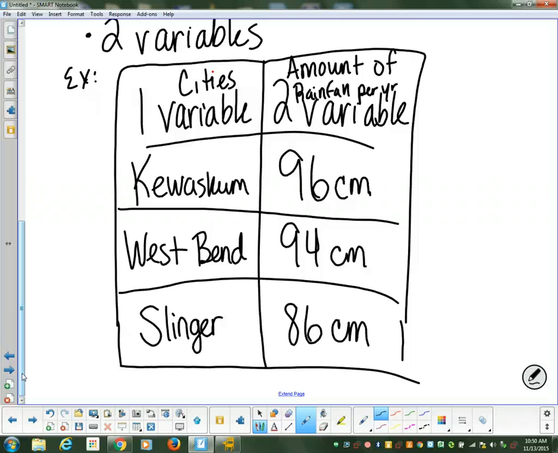Okay. And we could even get more specific about it. We could say that Kewaskum gets 2 more centimeters than West Bend. All right. And so on. Okay. So this is an example of a table. All right. Very easy. We make sure that we put all of our information onto the table. Any questions about tables? All right.